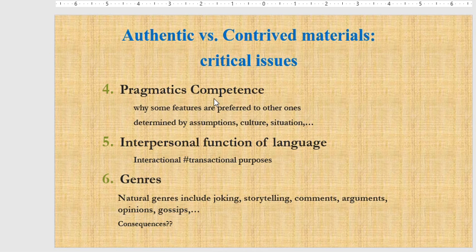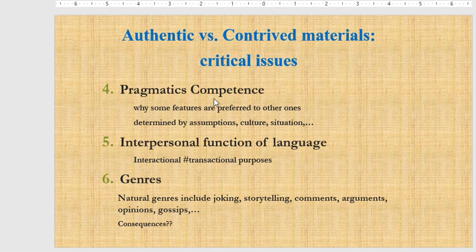Pragmatic competence: you remember that pragmatics refers to when we use some vocabulary items, some structures, some sounds, some features of language instead of other ones. The reasons for which we use or prefer some to other ones is called pragmatics. For example, instead of hello, we say hi.